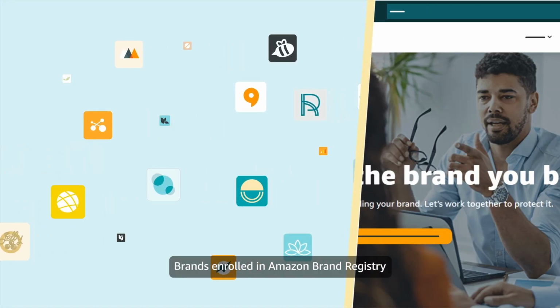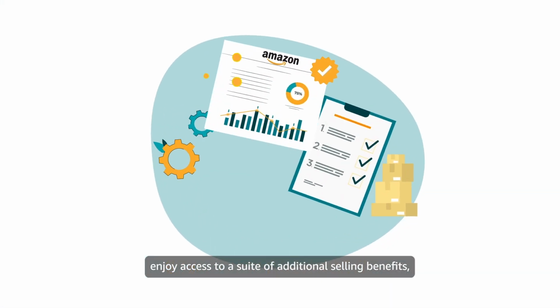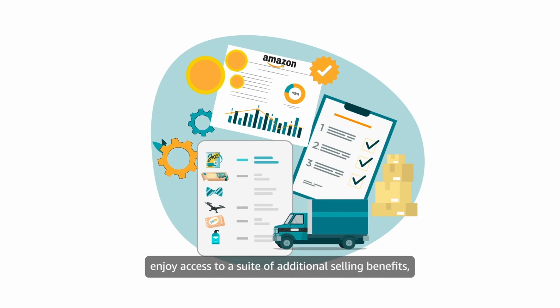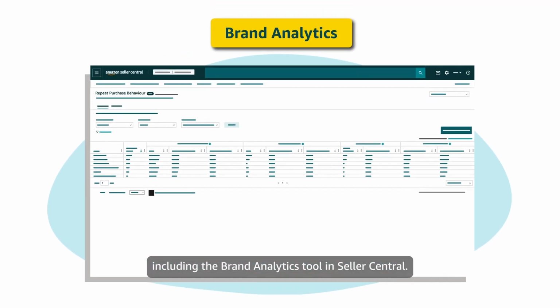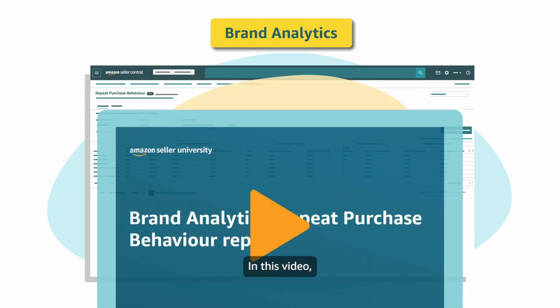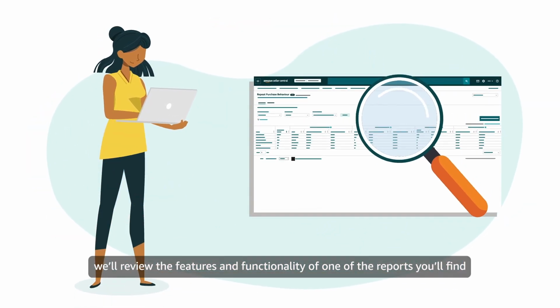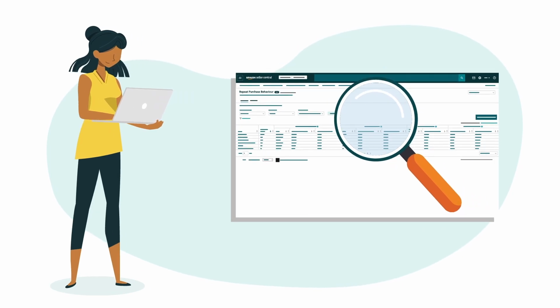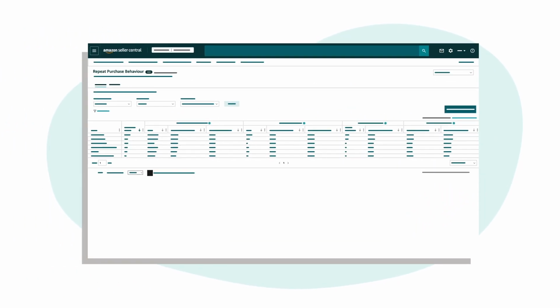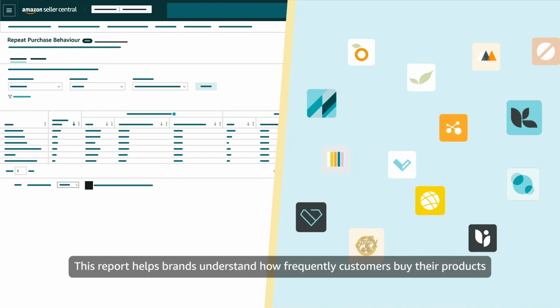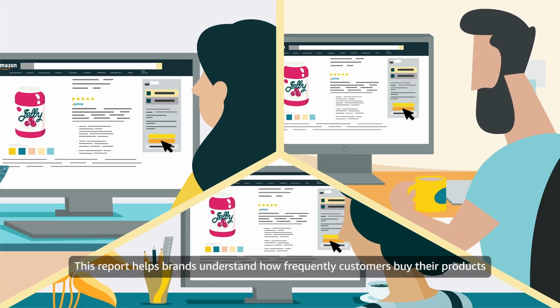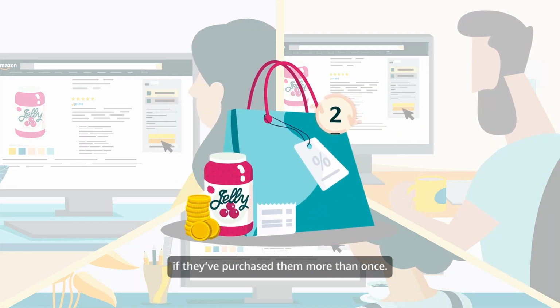Brands enrolled in Amazon Brand Registry enjoy access to a suite of additional selling benefits, including the Brand Analytics tool in Seller Central. In this video, we'll review the features and functionality of one of the reports you'll find in Brand Analytics, Repeat Purchase Behavior. This report helps brands understand how frequently customers buy their products if they've purchased them more than once.